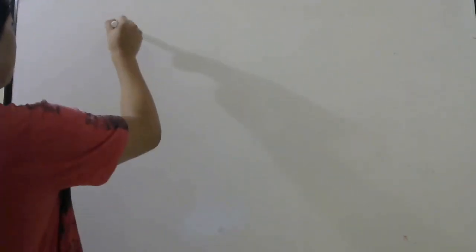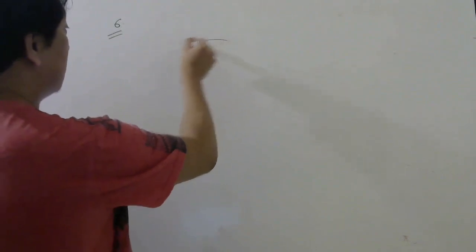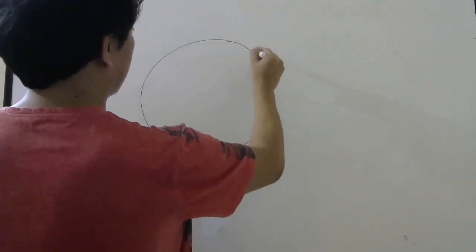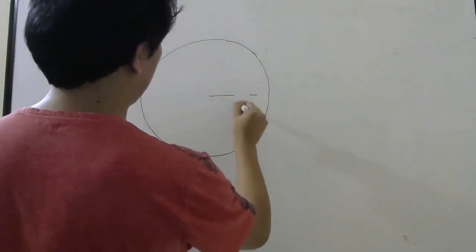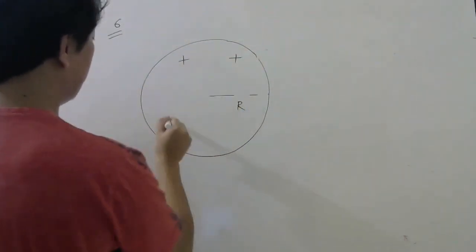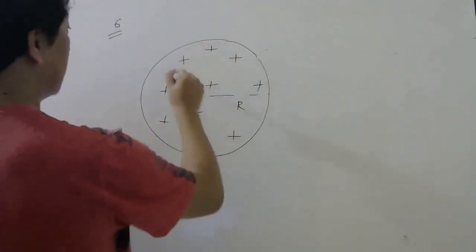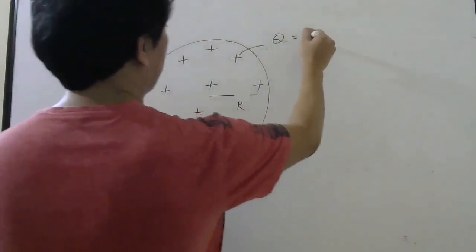Question number 6, you see. A charge capital Q is uniformly distributed over the surface of a non-conducting disk, so that the charge stays there only. Non-conducting disk of radius capital R. So this is radius capital R. From 0 to here is capital R, and it has charge uniformly distributed everywhere. Total charge is capital Q. Q is the total charge.